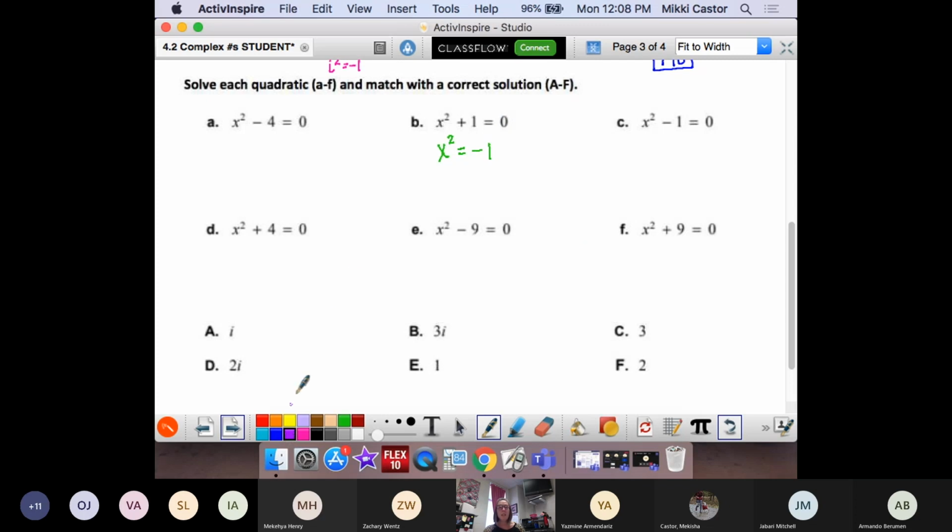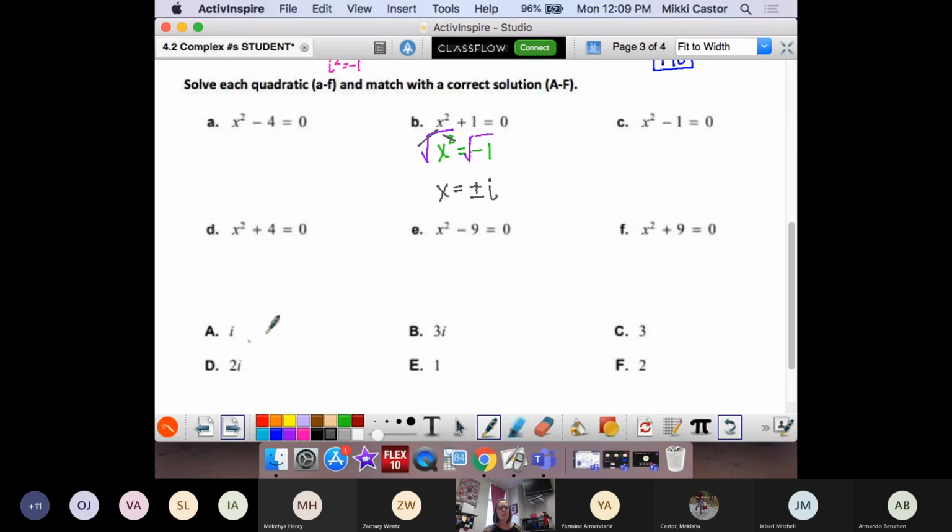And then what we worked on last class is once the x squared is isolated or by itself on one side of the equation, we're going to take the square root on both sides. On the left side, my square and square root cancel each other out, and I'm just left with x. On the right side, because I took the square root of a variable, I have to put plus or minus in front of my answer. And then the square root of -1 is the new information we learned today. We know that the square root of -1 is equivalent to i. So your answer in this case would be x equals +i and x equals -i.